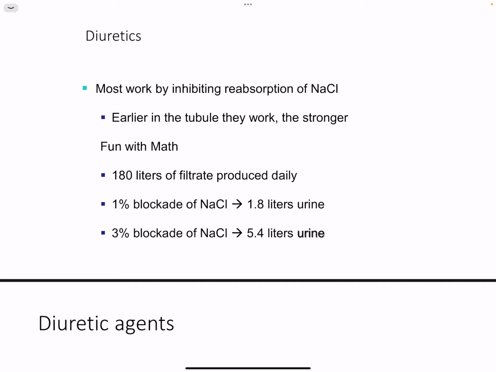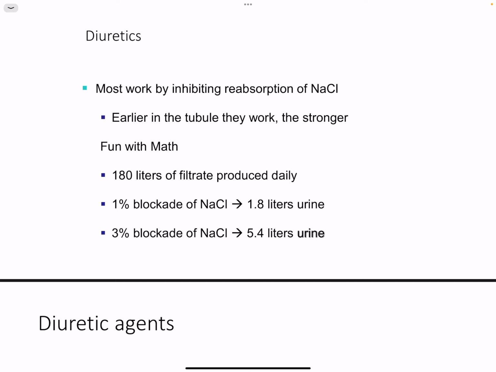So we will use diuretics. We will give diuretics. Diuretics are the drugs that increase the urine production. Okay? So that is for 1%.